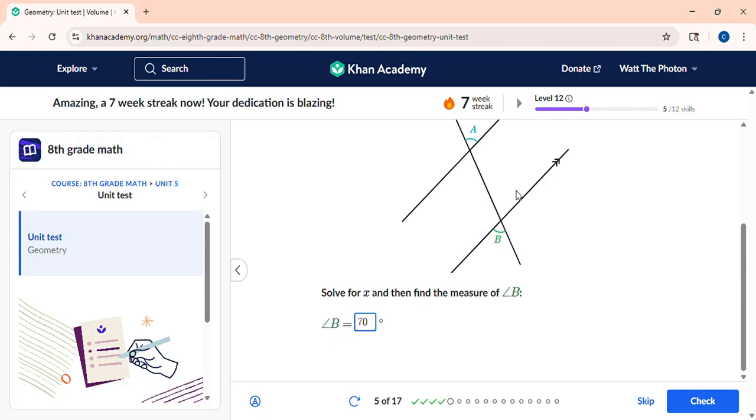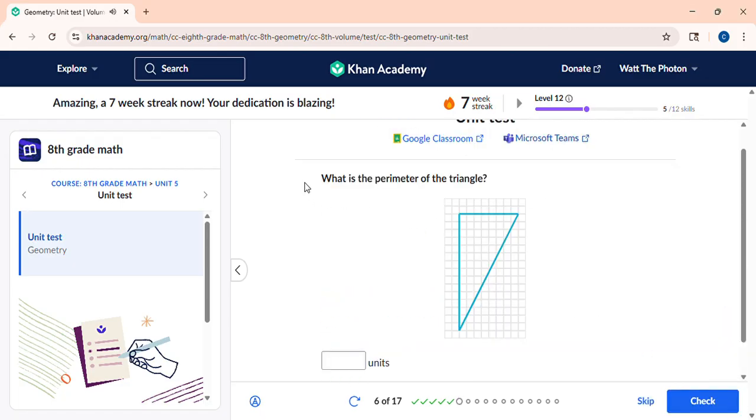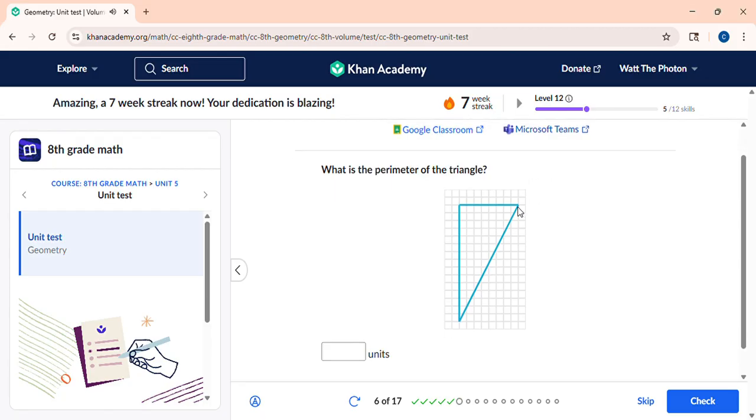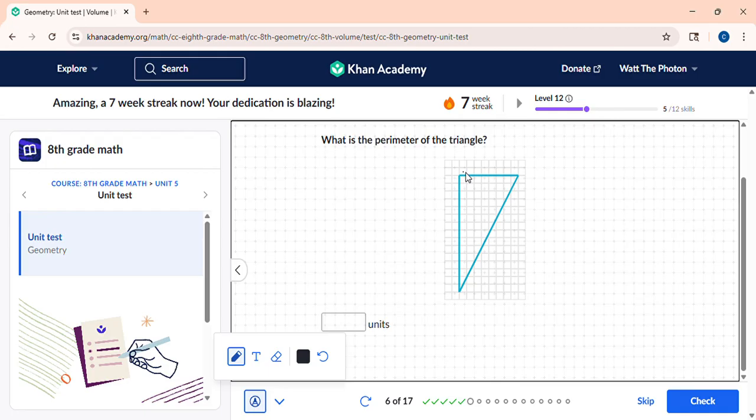70. If these are parallel, I think that has to be 70. Yeah. That's the perimeter of the triangle. Okay, so we just don't get much data except this. We have 1, 2, 3, 4, 5, 6, 7, 8. I count 8 on top. 1, 2, 3, 4, 5, 6, 7, 8, 9, 10, 11, 12, 13, 14, 15. 15.